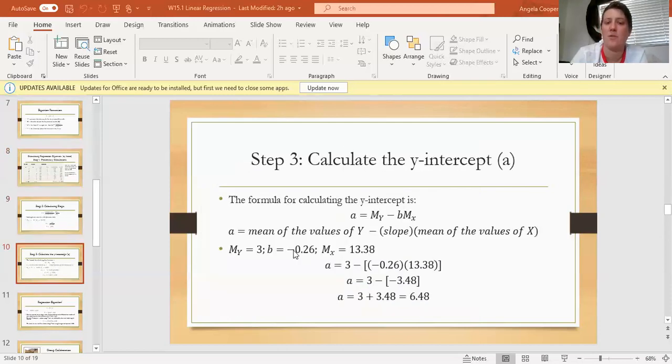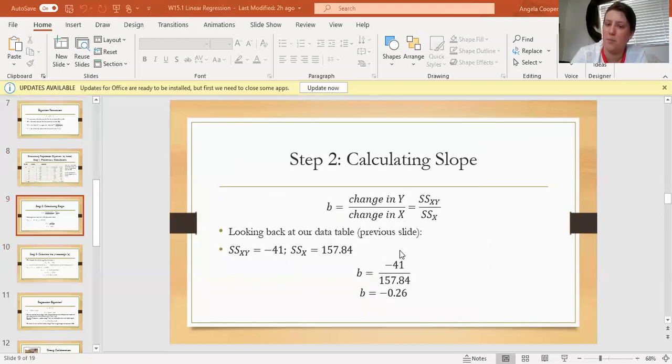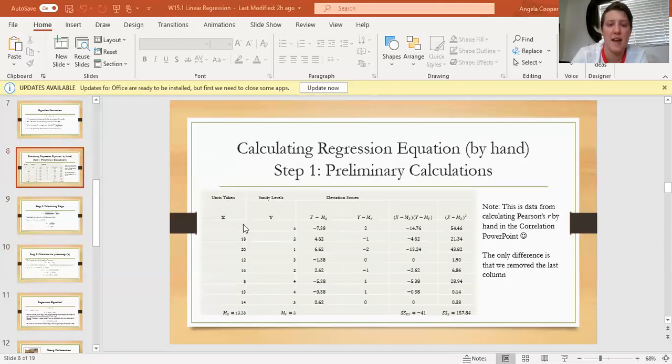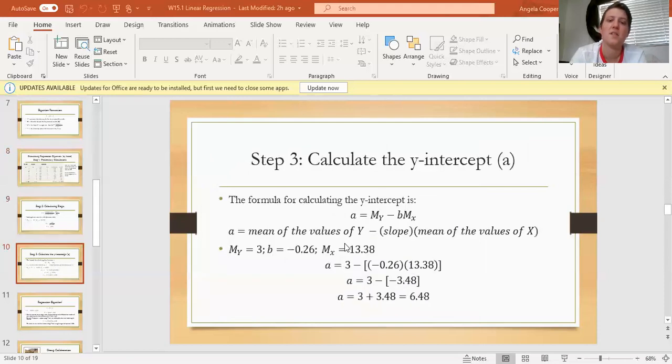We need our slope, our b, and we've calculated that previously here. And then we need the mean values of x, which is just adding all of our x values together and dividing by 8, the number of x values there were. So we have all the information we need to calculate the y-intercept. First, it's the mean of y, which was 3, minus slope times the mean of x. I have brackets here to make it easier, but essentially it's 3 minus negative 0.26 times 13.8. Now we need to do multiplication first since it's the order of operations.